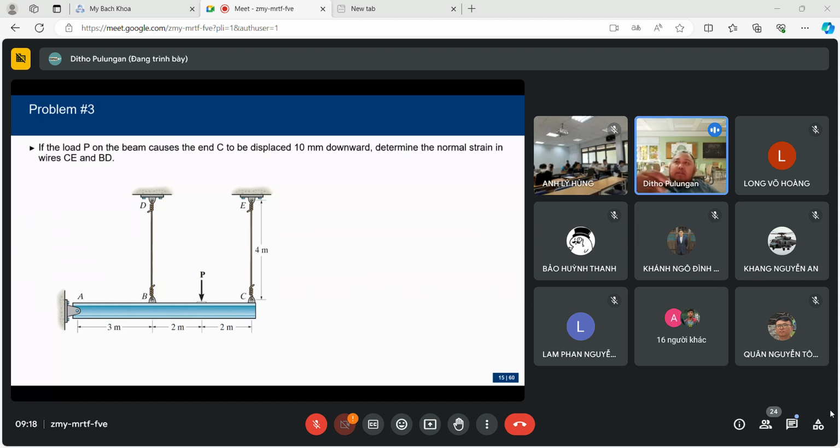Can you try to solve this? Try it in 3 minutes, okay? And type your answer in the chat box. Just calculate the CE, yeah, the strain in the CE. That's enough. Oh, no. Yeah, try CE first. What is the strain CE and what is the strain BD?